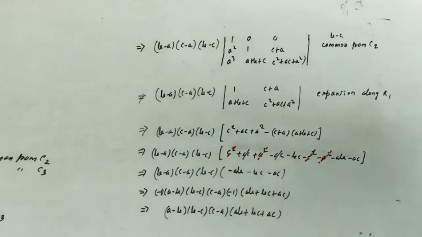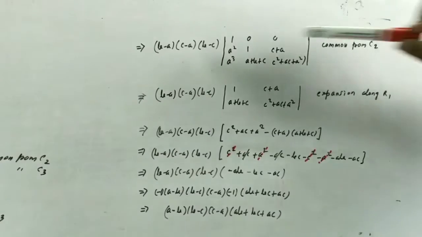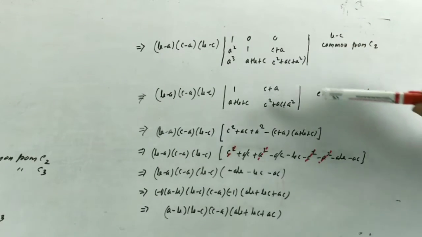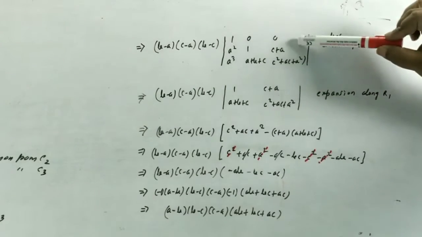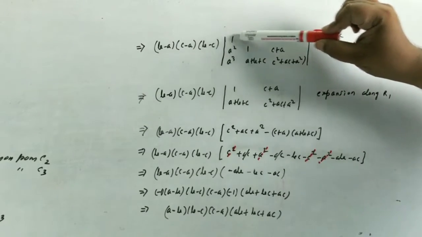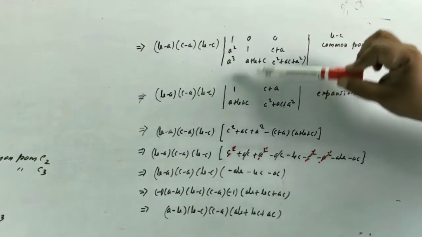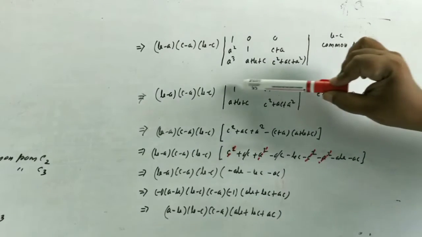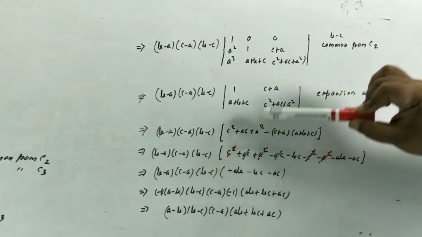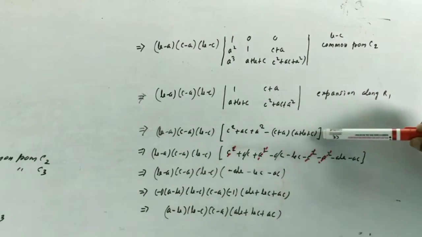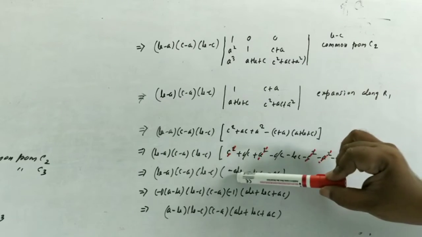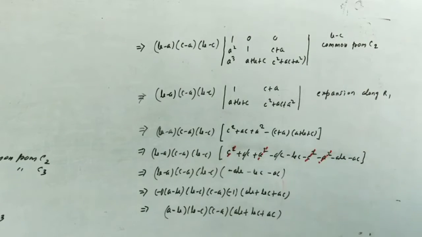Next step, after taking B minus C common, I get this. Now expanding along the first row, I'll eliminate the first row and the first column. 1, C plus A, this and this I get. Then this into this, minus this into this. If I calculate, I'll find I get minus AB minus BC minus AC.